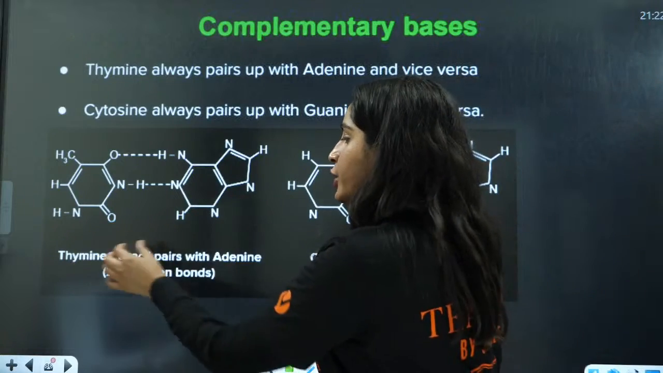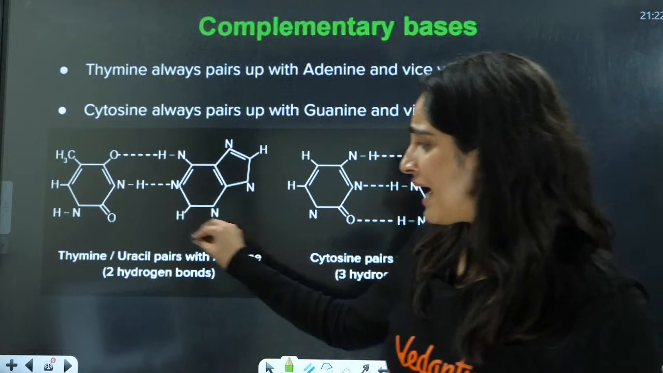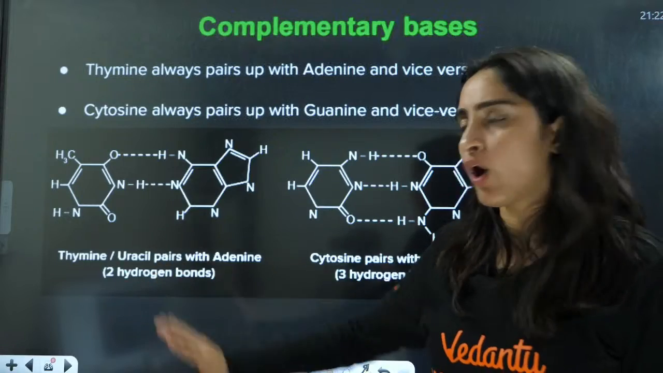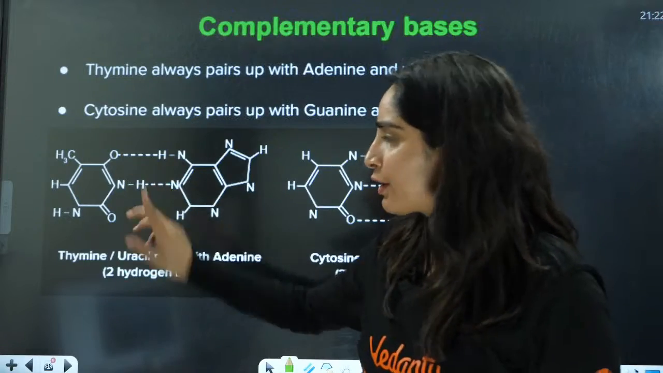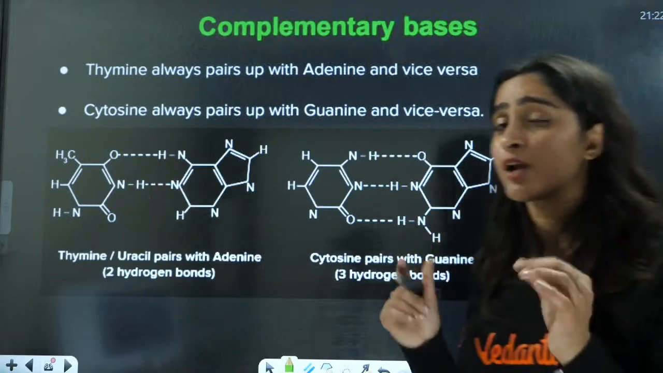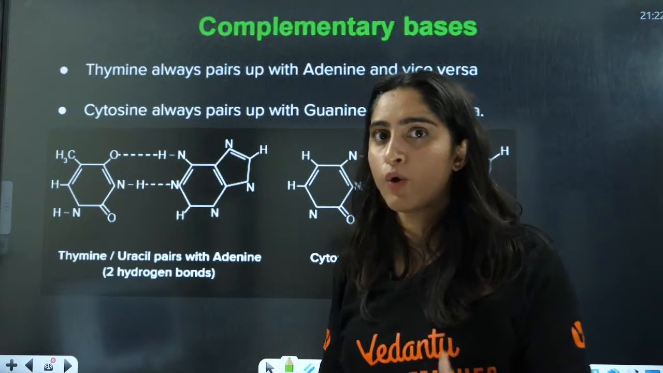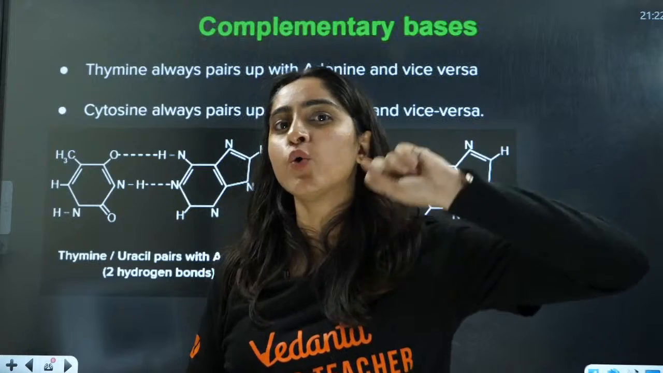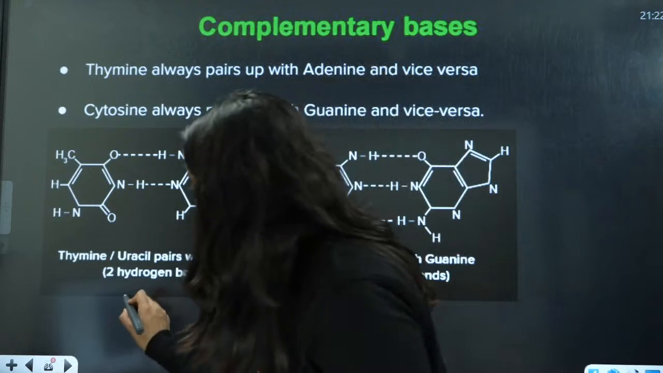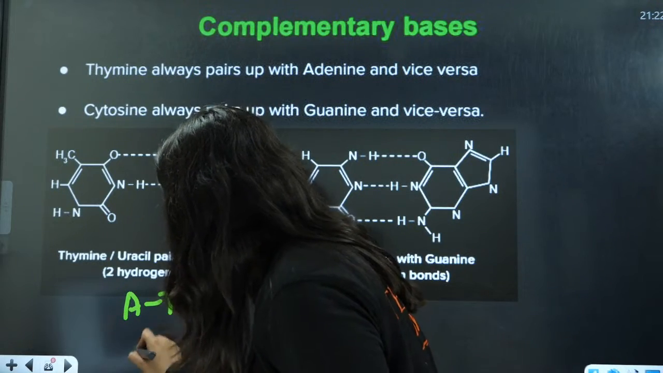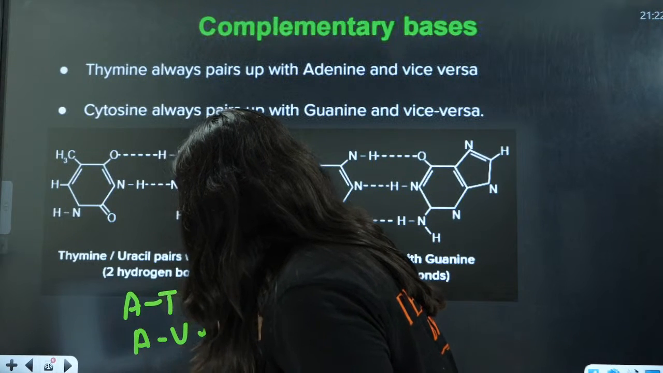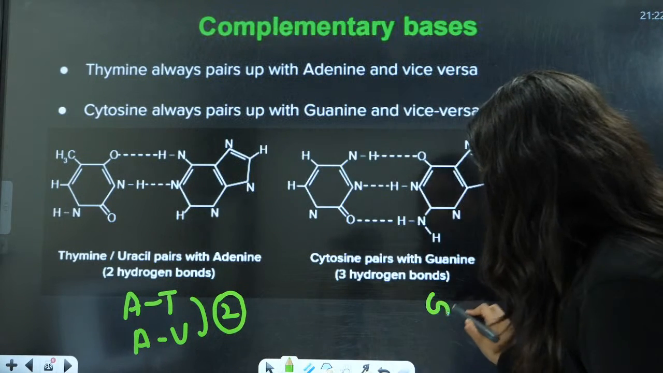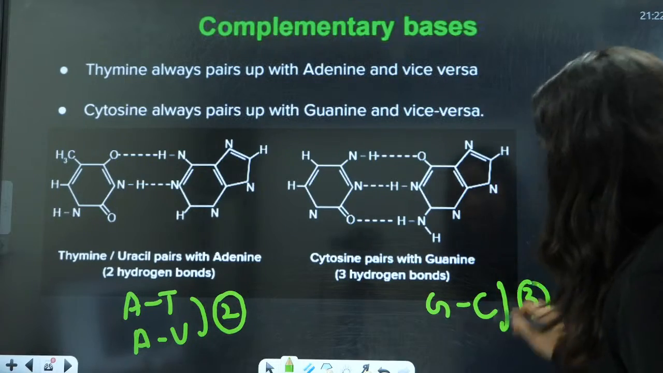For example, you have adenine paired with thymine or uracil, right? There will be two hydrogen bonds, and they can also ask you one more thing. AT has 2 hydrogen bonds, AU has 2 hydrogen bonds. Okay, AT or AU has 2 hydrogen bonds, and GC has 3 hydrogen bonds.